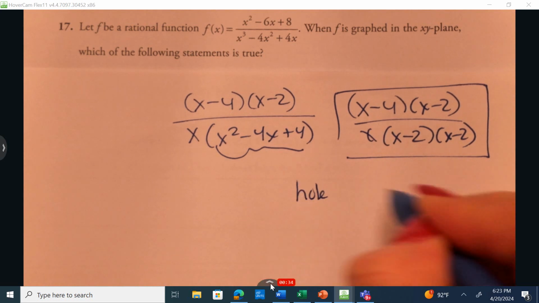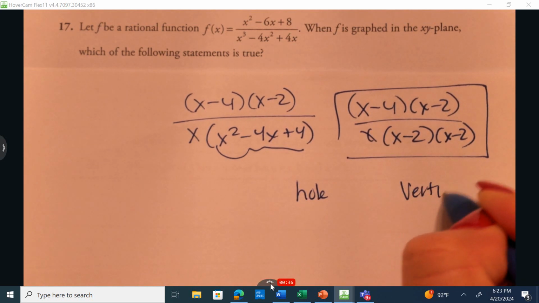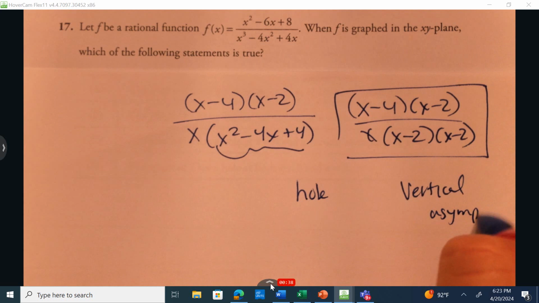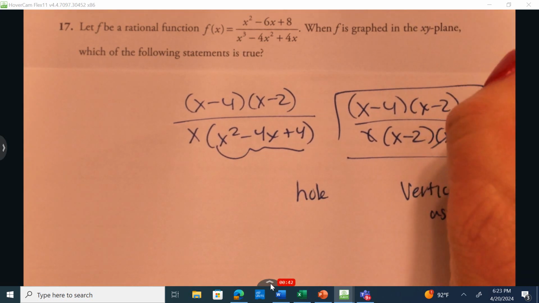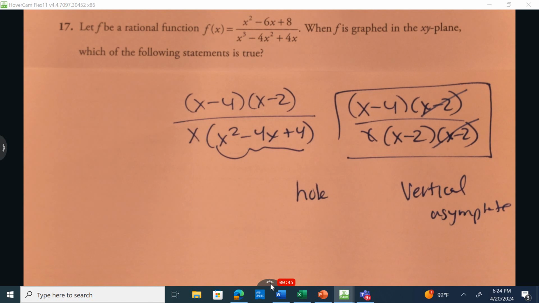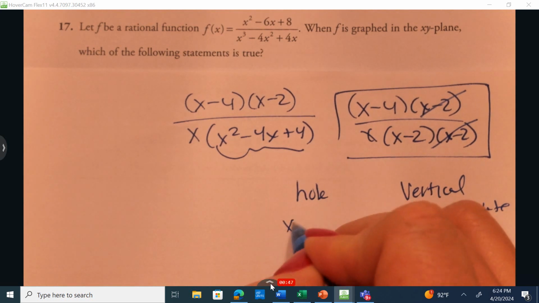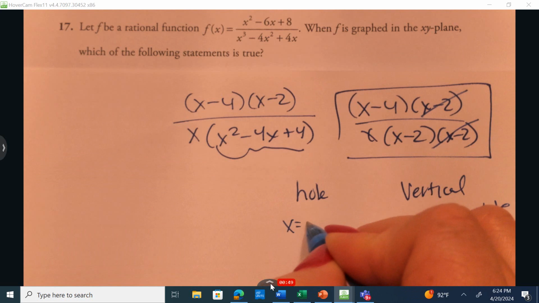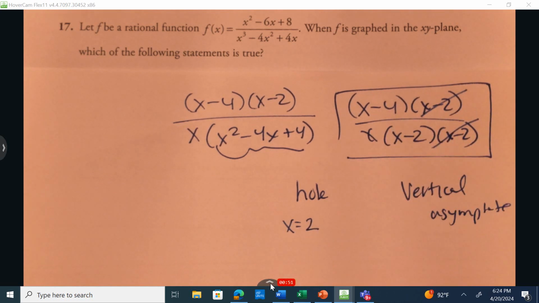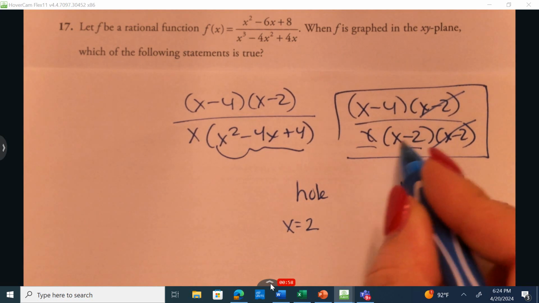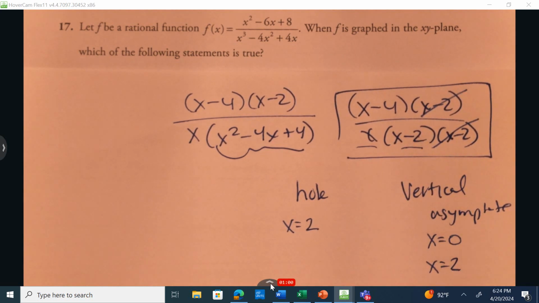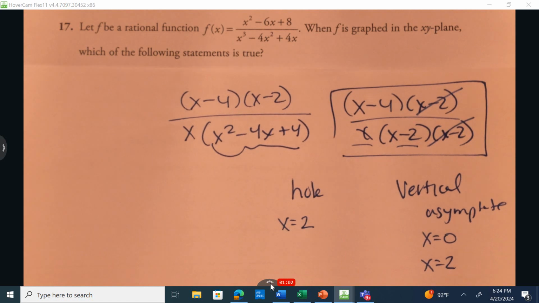So I'm going to write hole, and I'm going to write vertical asymptote. And next I'm going to try to simplify. So here's x minus 2 on the top and the bottom. That's simplified to 1. That means potentially we have a hole at x equals 2. Nothing else can simplify. Now I'm going to take each one of these quantities and set it equal to 0. That means we have a vertical asymptote at 0 and a vertical asymptote when I set this equal to 0 and solve, at 2.